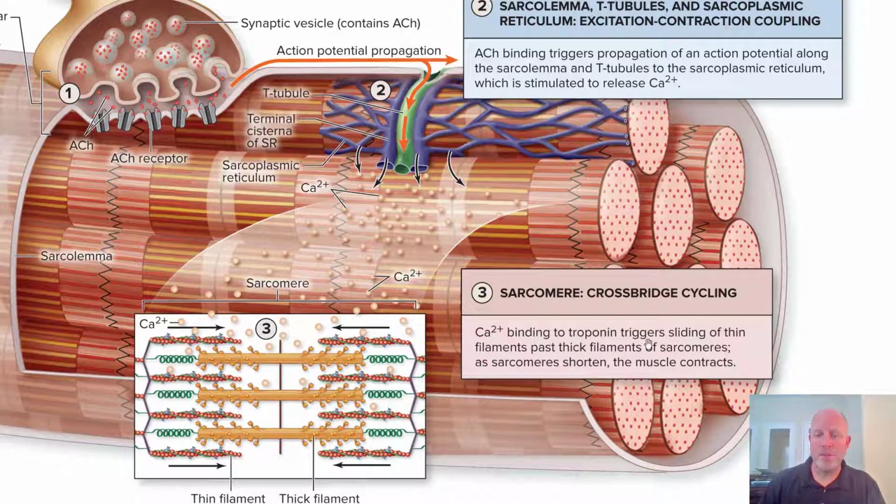The calcium binds to troponin, triggering the sliding of thin filaments past the thick filaments, the thin actin filaments past the thick myosin filaments of sarcomeres. As sarcomeres shorten, the muscle contracts. Technically, the myosin heads are grabbing hold of these actin strands and pulling, and it gives the appearance of muscle shortening with the muscles contracting and the fibers being pulled toward one another, basically overlapping, giving the muscle greater size as it shortens, generally speaking.